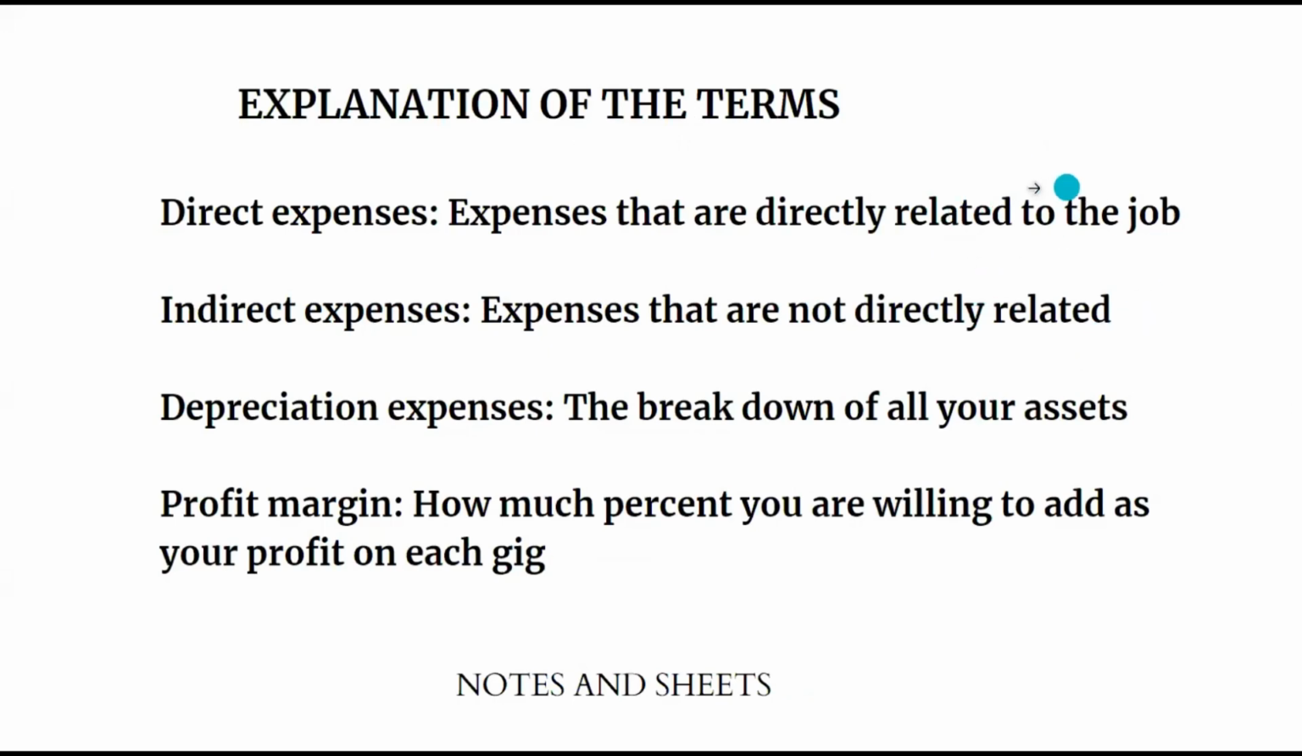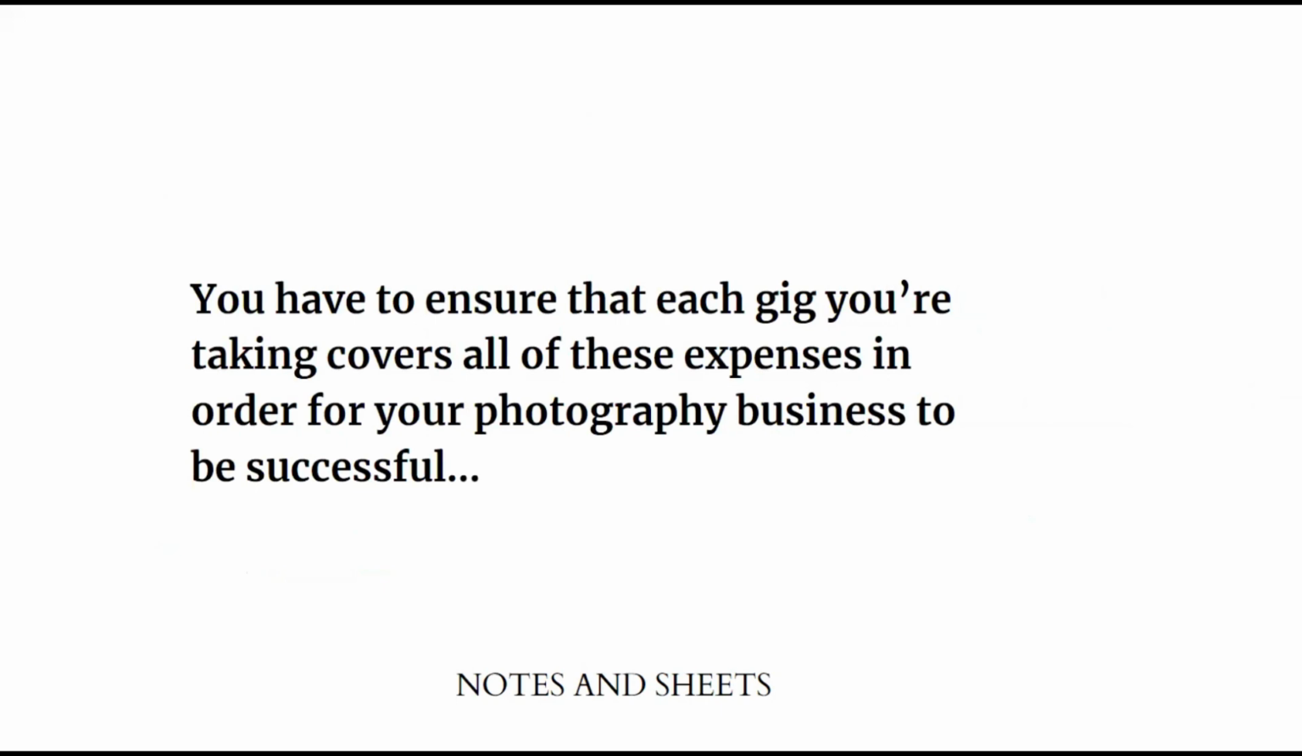Okay, this is a brief explanation that I wrote here. Direct expenses are expenses that are directly related to the job. Indirect expenses are expenses that are not directly related. Then depreciation expense is a breakdown of all of your assets, and then profit margin is how much percentage you are willing to add as your profit on each gig. That is just the simple explanation of everything.